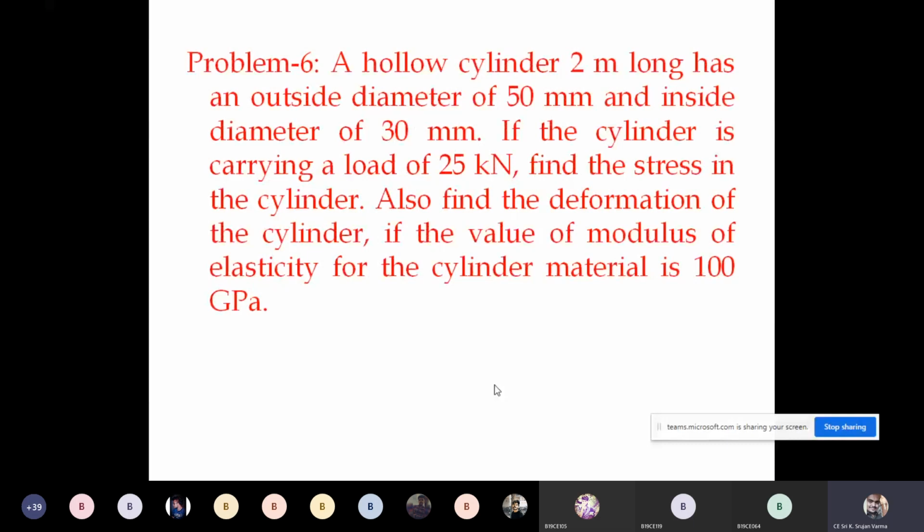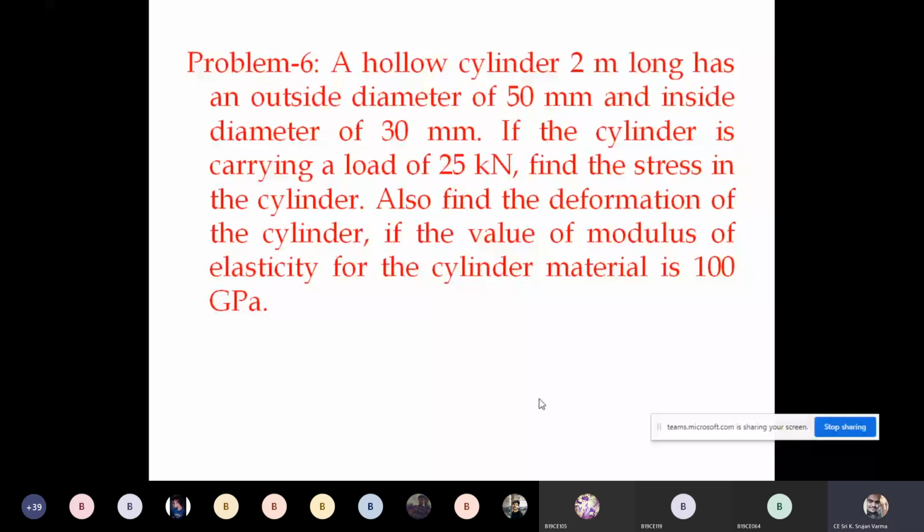I think you have written down that question. Next, let us go with the next one. Problem number 6. Write down the question. A hollow cylinder, 2 meter long, has an outside diameter of 50 millimeter and an inside diameter of 30 millimeter. The cylinder is carrying a load of 25 kilonewton. Find the stress in the cylinder.